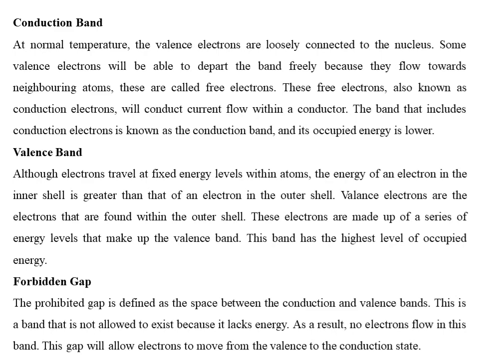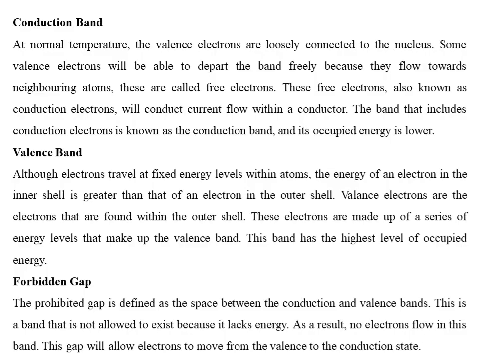Conduction band. At normal temperature, valence electrons are loosely connected to the nucleus. Some valence electrons will be able to depart the band freely because they flow towards neighboring atoms. These are called free electrons. These free electrons, also known as conduction electrons, will conduct current flow within a conductor. The band that includes conduction electrons is known as the conduction band, and its occupied energy is low.